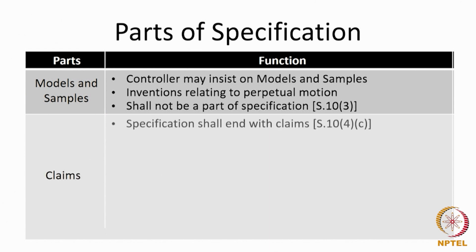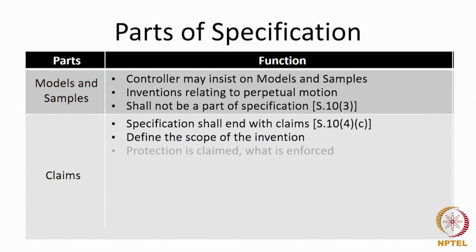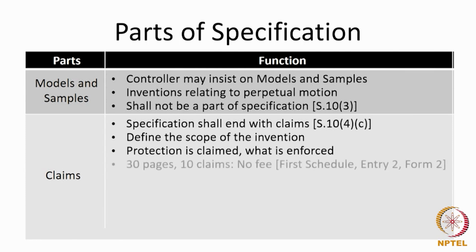Claims. The specification shall end with the claims. As we said, the concluding part of the patent specification is the claim. They define the scope of the invention; the protection is claimed for what is in the claim, and that is what can be enforced.